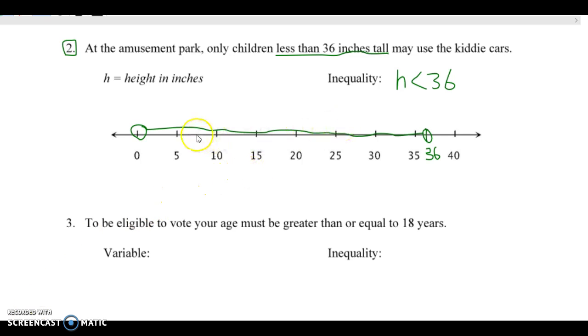So, technically this is the right answer. But I would argue that children must be more than 25, in between 25 and 36, to be safe. Anyway, moving on to number 3.